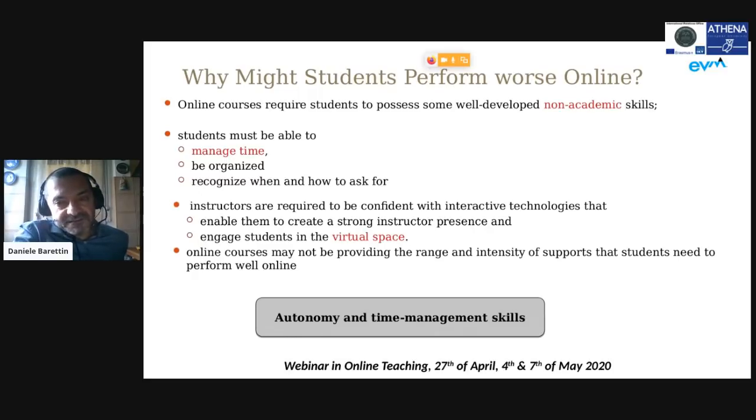To follow online courses, the student needs some non-academic skills. And one of these is to manage time. Not to think that they have all the time in the world, but to organize themselves as they would in a face-to-face course with lessons every day. So even if they're following asynchronous lessons, they have to keep this important point in mind. Organization of online courses for students is difficult. This I want to underline.